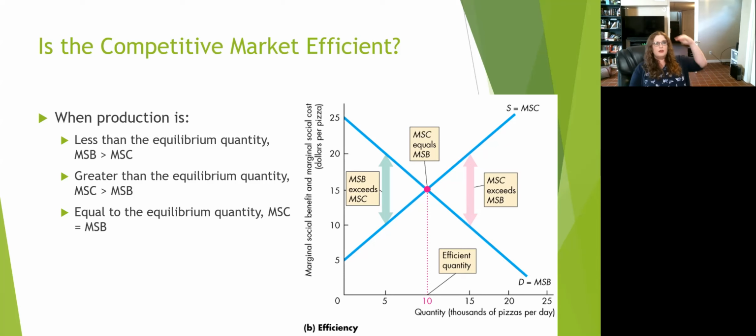Well, if we have a cost of $20 and a willingness to pay of $10, well, that doesn't make much sense, right? Because our cost is way more than what people are willing to pay for it. So we're going to reduce the amount. Maybe we go from 15 to 14. Well, our cost for our 14th pizza goes down and our willingness to pay for the 14th pizza goes up, but there's still this disconnect. So we keep going and going and going until we eventually get to our efficient quantity of 10 again. If marginal social cost exceeds marginal social benefit, we're going to want to reduce the amount that we have to get to our equilibrium quantity.